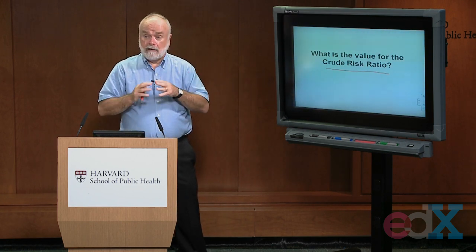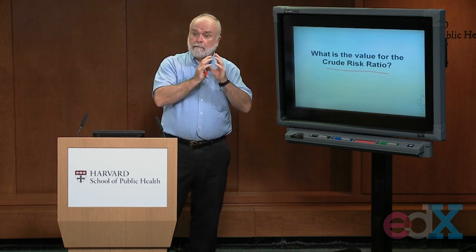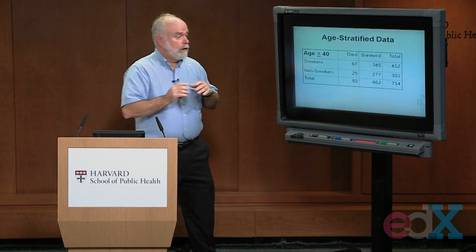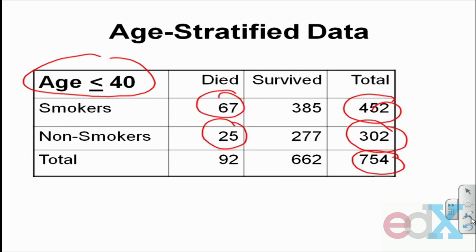So here are the data you'll get if you stratify that single table we just looked at by age. We're going to break people into 4 age groups. One group, the youngest group, is going to be everybody whose age is less than 40. It ends up there are 754 of your 4,434 people who fall into that group. 452 of them are smokers, 302 are non-smokers, 67 of the smokers died, 25 of the non-smokers died.